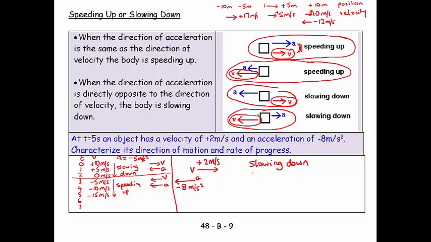and I'm traveling in the positive direction. It's the positive direction because my velocity is in the positive direction, and I'm slowing down because my velocity is pointing, in this case, to the right, and my acceleration is pointing in the opposite direction, in this case to the left.